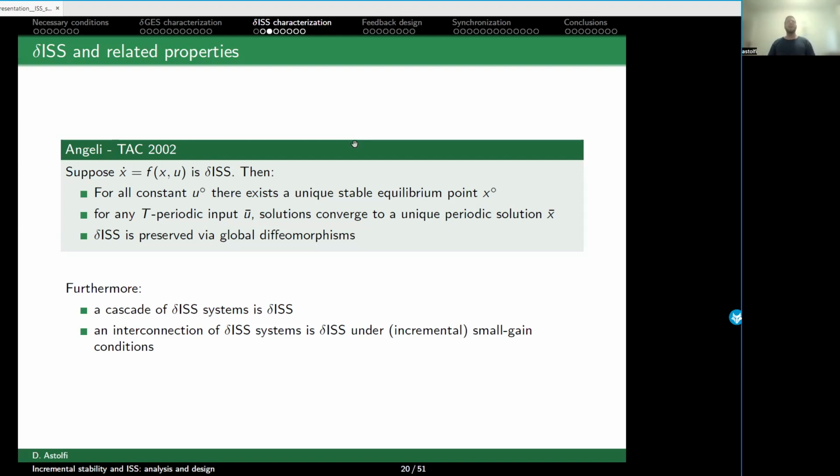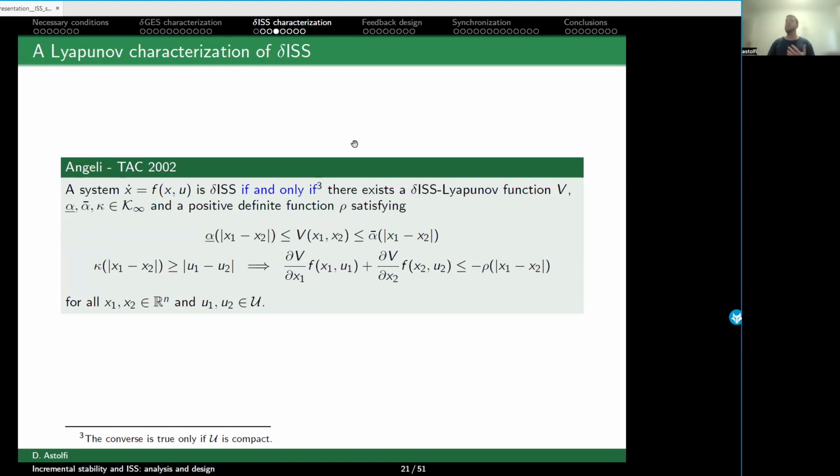Of course, similar to the stability case, we can ask ourselves, is there any characterization in terms of ISS Lyapunov function? And the answer is yes, meaning that a system x dot equal to f of x and u is incrementally input-to-state stable if and only if we can find an incremental ISS Lyapunov function satisfying classical bounds that extend the notion of ISS Lyapunov function in the incremental context, when we consider again two systems x1, x2 with two inputs u1 and u2.